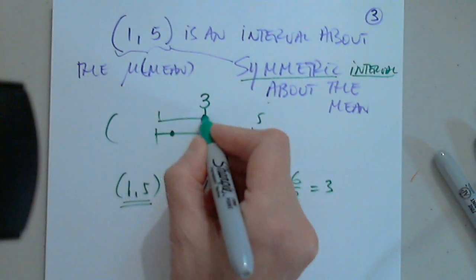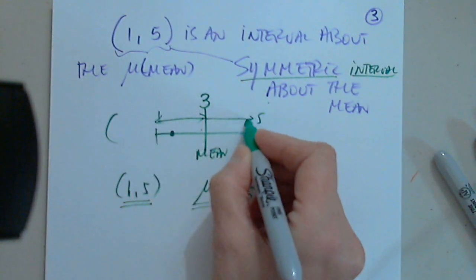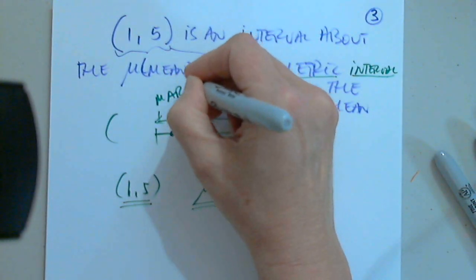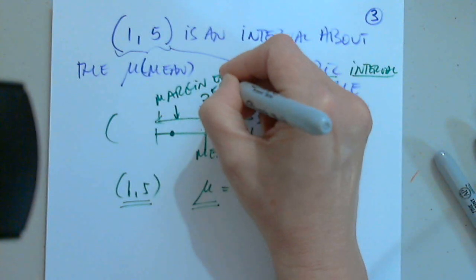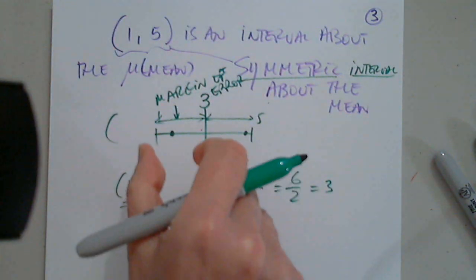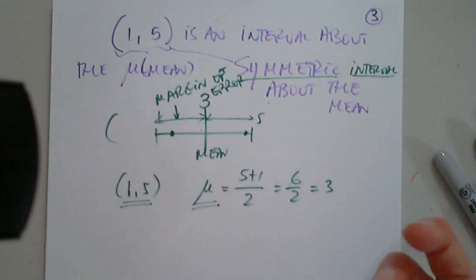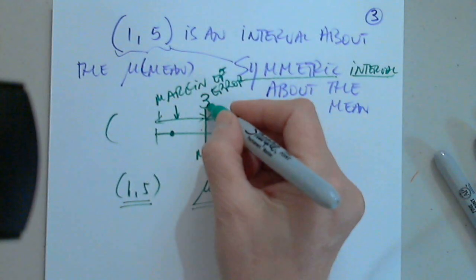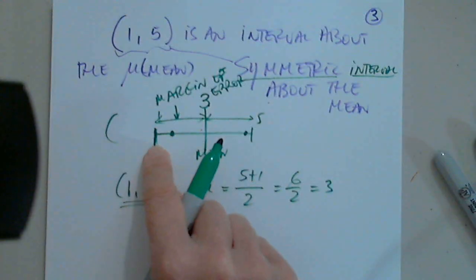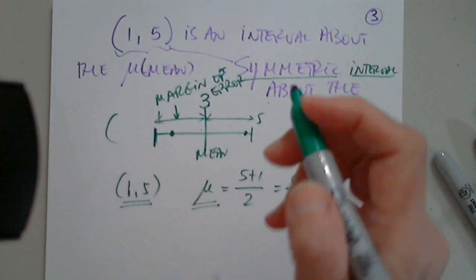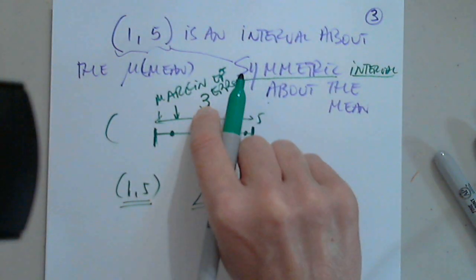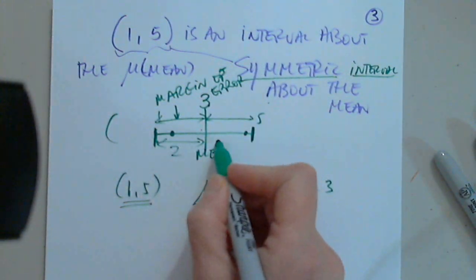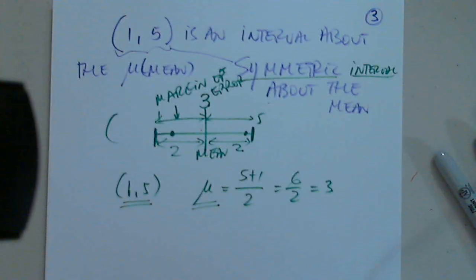So what is now the error? It's called margin of error. Is it the distance between 1 and 3 or the distance between 3 and 5? It doesn't matter. You either subtract from 3 this end of the interval, which is 1, or you subtract 3 from 5, and you get the same answer. So this has to be 2 units in both cases.